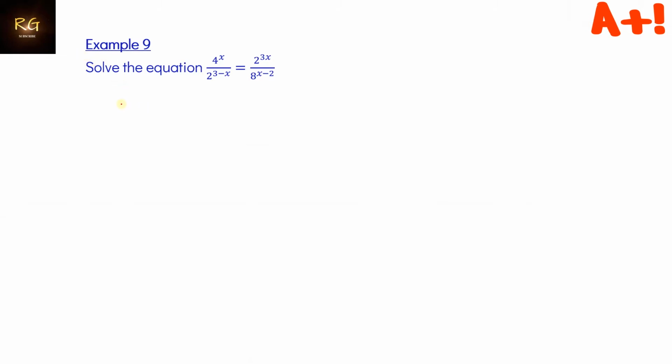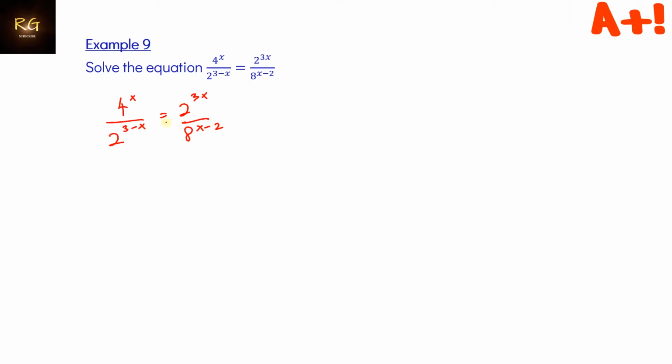First, let me rewrite this equation. 4 to the power of x over 2 to the power of 3 minus x equals 2 to the power of 3x over 8 to the power of x minus 2. As we can see here, the base 4 and base 8 have a common factor of 2, if I'm not mistaken. Yes, it's 2. And the 2 and 2 here have a common factor as well.